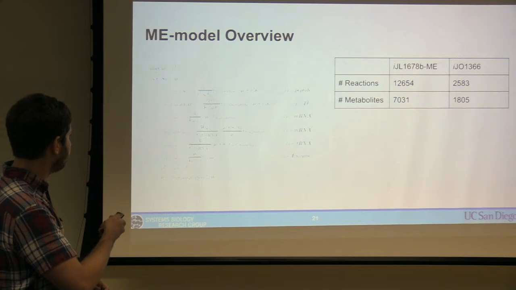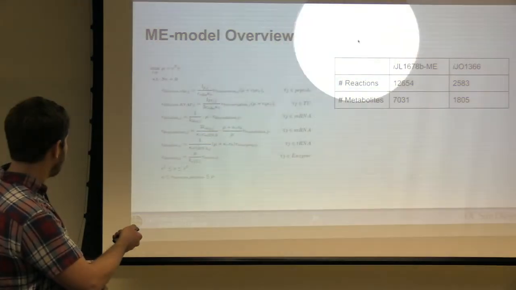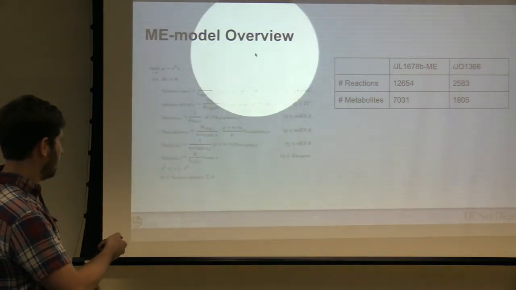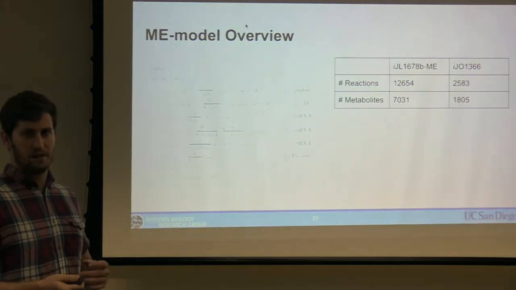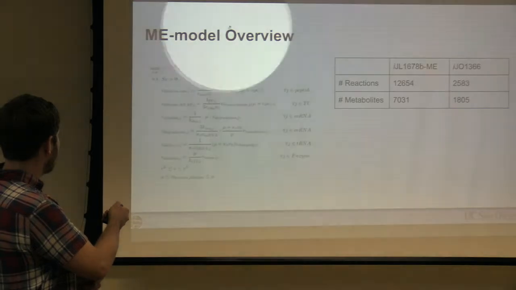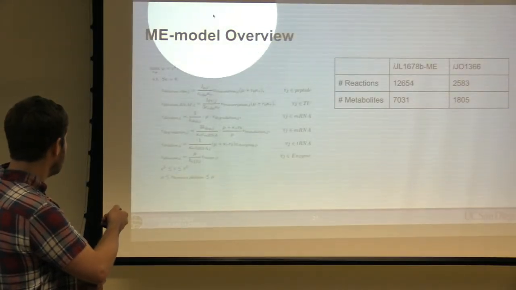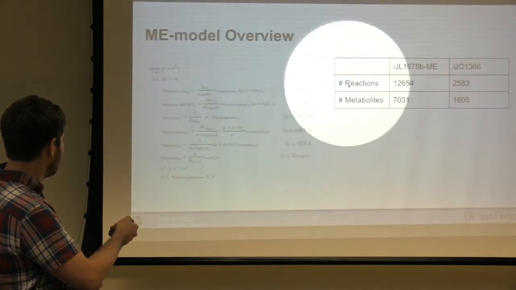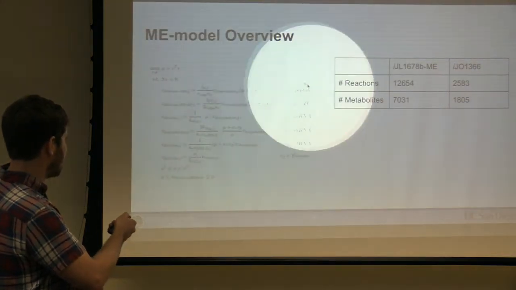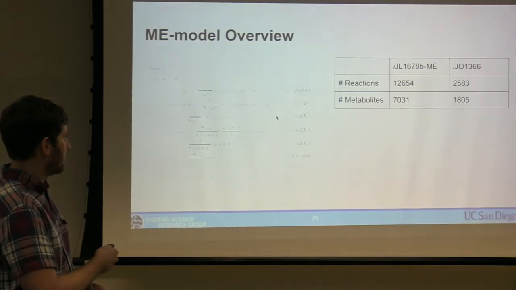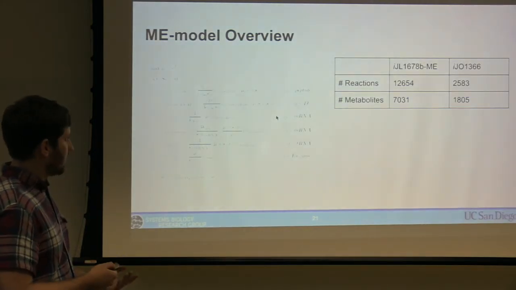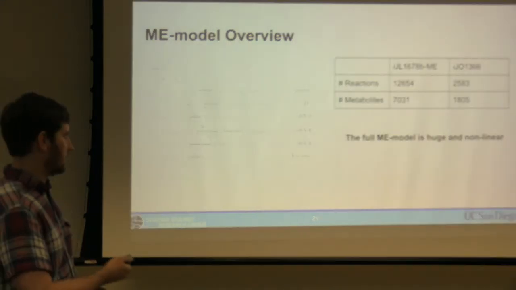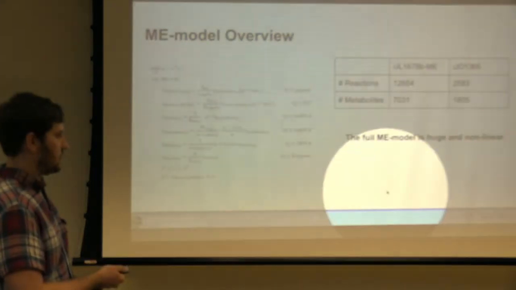All right, so again, you can't really see it, but this is what the basic ME model optimization looks like, where you're maximizing mu subject to the M model stoichiometric constraints, and also the coupling constraints, which are added as well. In the process of doing all this, it results in a full ME model that is huge.